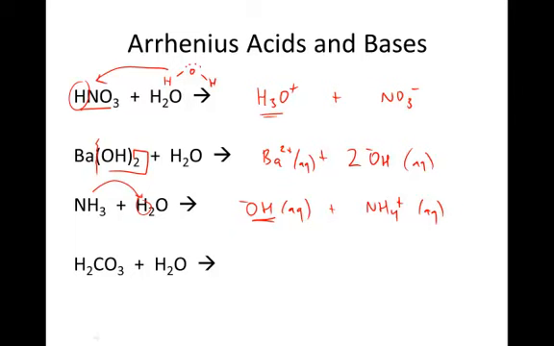The last one is carbonic acid, and we're going to see that even though there are two protons potentially to be donated, only the first dissociation will occur readily. This is a weak acid, and so we'll end up producing a hydronium ion in aqueous solution, as well as the bicarbonate ion, which will look something like this.